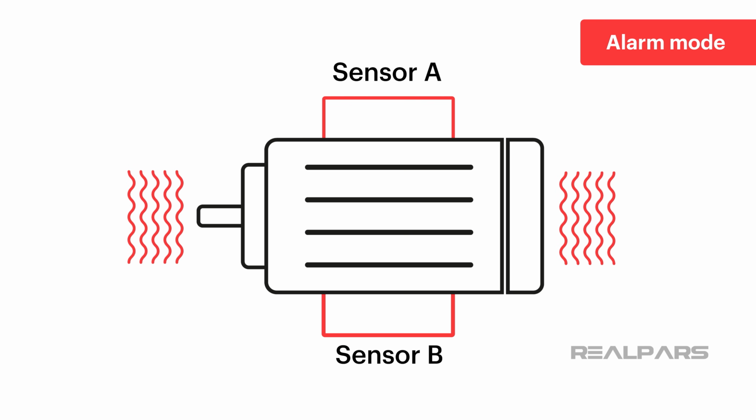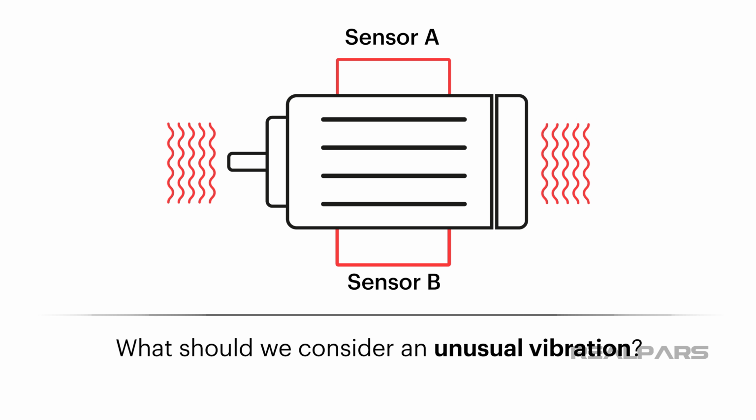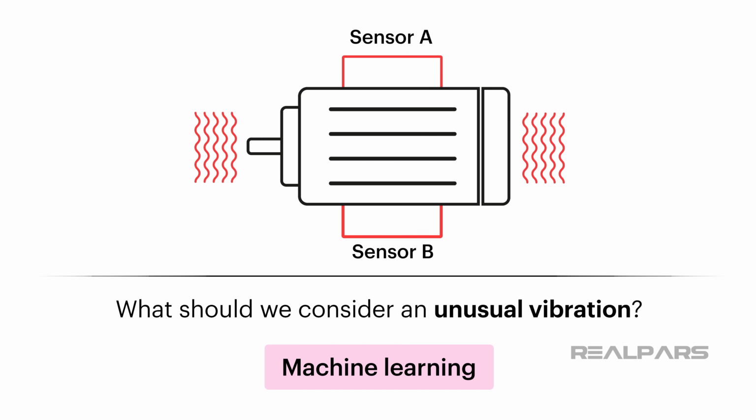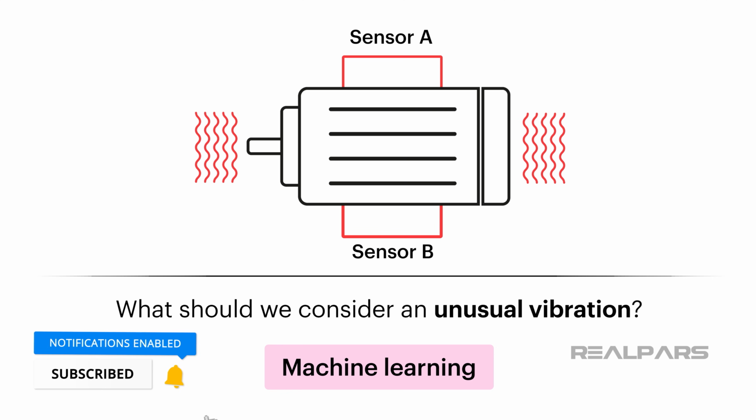Very basic, right? Now, the question is, how do we know when the vibration is unusual? What should we consider an unusual vibration? Well, to do this, these days with all the advancements in AI, or artificial intelligence, we can use simple machine learning techniques to figure this out. But don't let terms such as AI and machine learning scare you. The concept is fairly basic. Let me show you how.